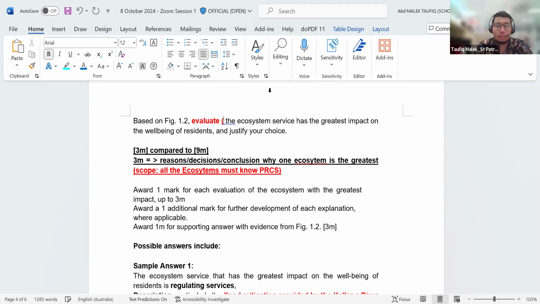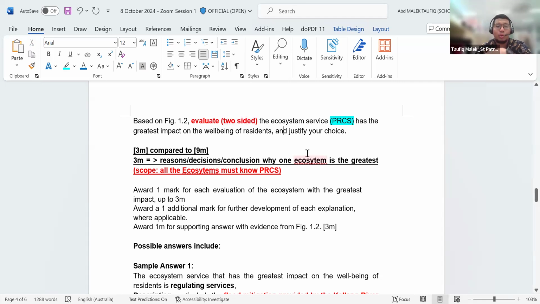Remember, whenever Mr. Taufik says evaluate, it means it must be two sides. Then the ecosystem services. You know there are four ecosystem services, right? PRCS: provisioning, regulating, cultural, and supporting. So you must have two sides.